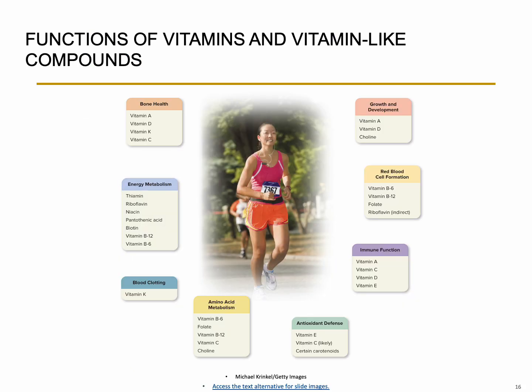This is a useful summary slide that groups different vitamins according to what their general functions are. So, for instance, the B vitamins are really important in energy metabolism, and you see them all there. Vitamin K, blood clotting, antioxidant defense, so vitamin E, C, and some carotenoids, which would be precursors of vitamin A.